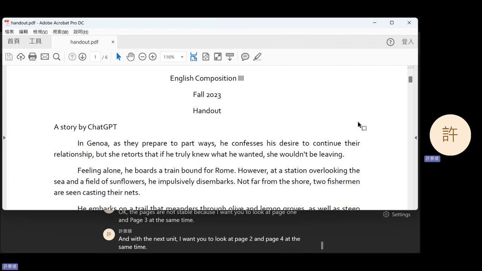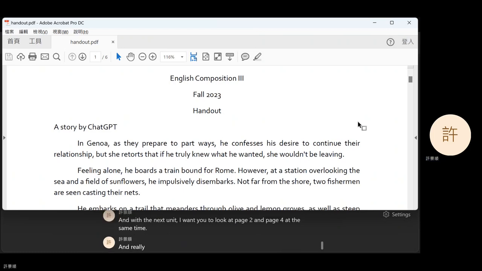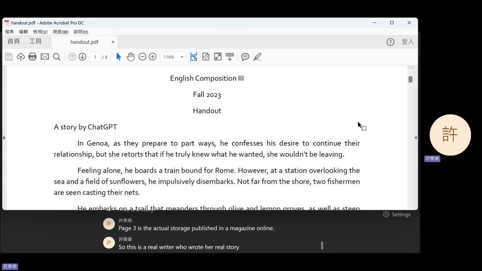There we go. So what is page one and page three? This is a story. Page three is the actual story published in a magazine online. So this is a real writer who wrote a real story. Page one is ChatGPT. I asked it to rewrite the story using its own language. I want you to compare these two versions and tell me what is the difference.